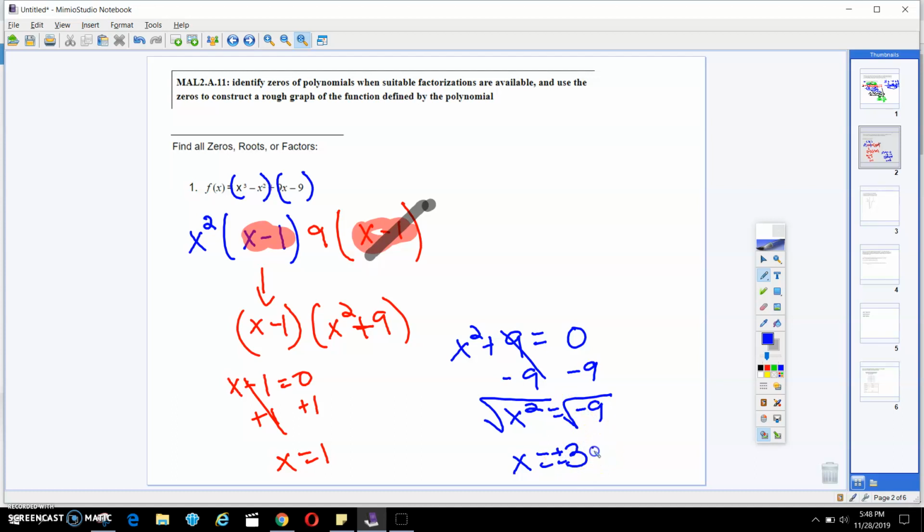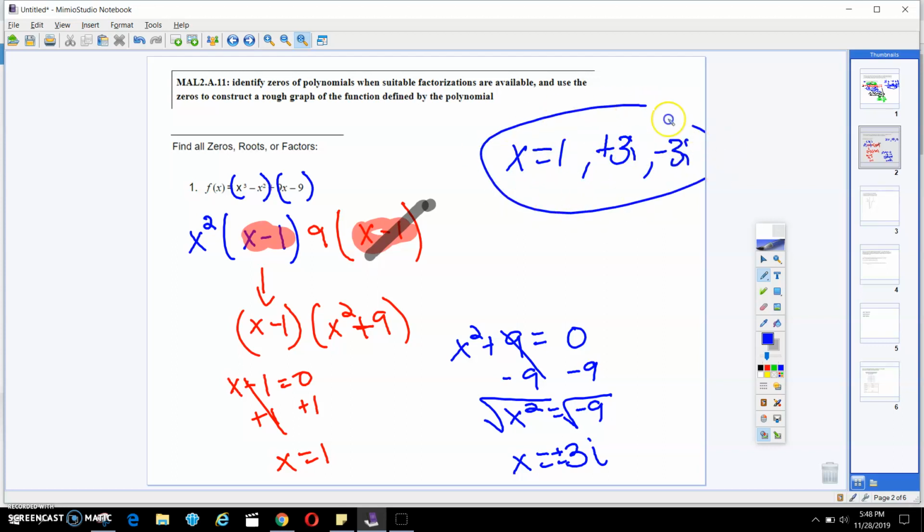Remember, I'm going to have that i term because there's a negative 9. If we have a negative underneath the radical, that means we're going to have an imaginary term. So what are the zeros, roots, or factors? They are x equals 1, positive 3i, and negative 3i. So this guy has 3. And the reason why it has 3 is if we look at the leading term exponent, that's also a 3.